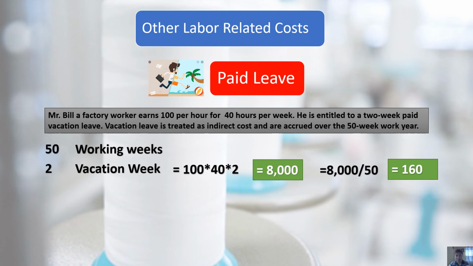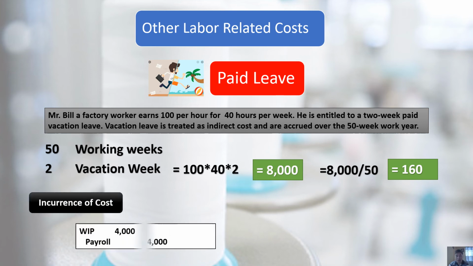So for example, during the first week, so nakapag-work si Mr. Bill ng 40 hours, so wala siyang overtime. So basically, i-record lang muna natin yan kasi nga direct laborer si Mr. Bill. So re-record lang natin yung incurrence ng cost, which is debit tayo ng work in process amounting to 4,000. Then credit tayo ng payroll 4,000. So nakuha natin yung 4,000 by getting the 40 hours per week multiply sa 100 per hour.